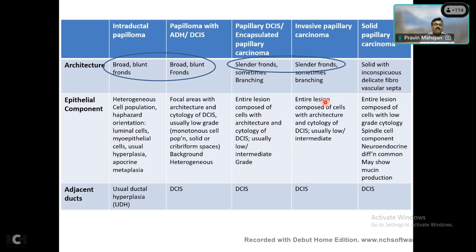In the epithelial component, towards the benign spectrum of the lesion, you have a more heterogeneous cell population. You can have usual ductal hyperplasia or apocrine metaplasia in these lesions, like intraductal papilloma. When you move towards the more malignant lesions, the cell population starts to become more homogeneous, and the architecture and cytology are that of DCIS, or it has low or intermediate nuclear grade.